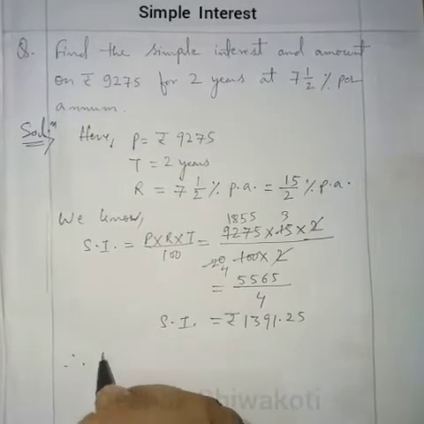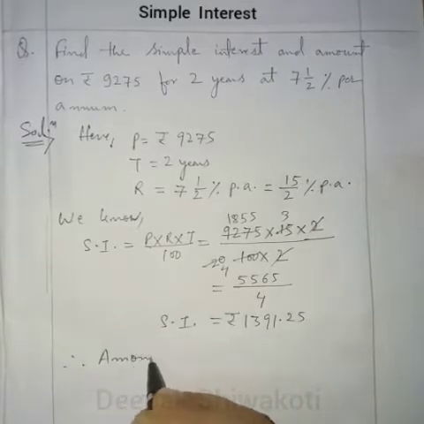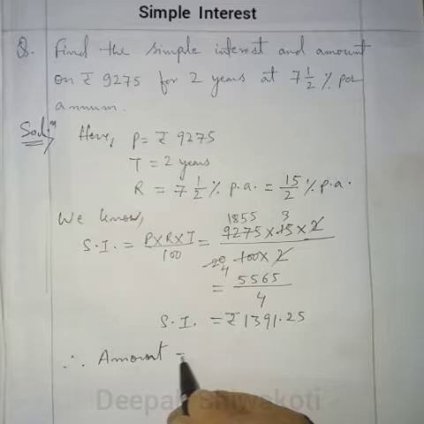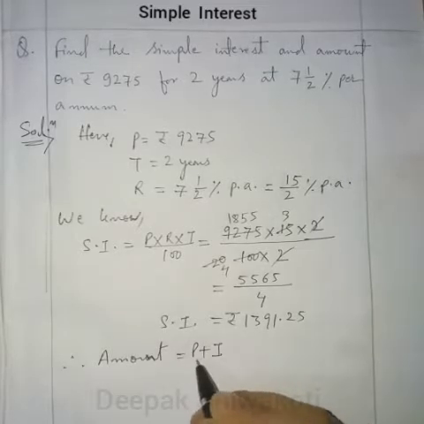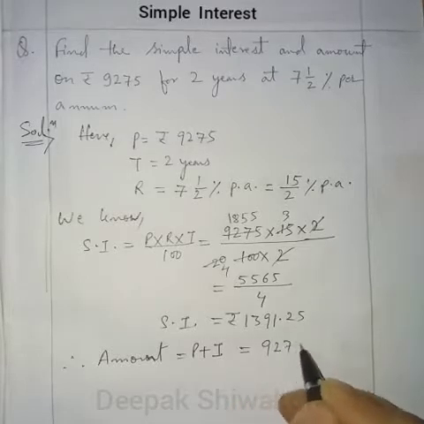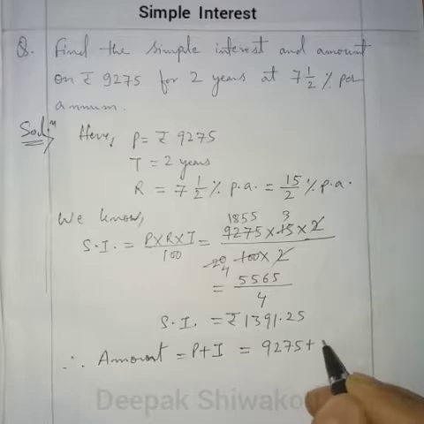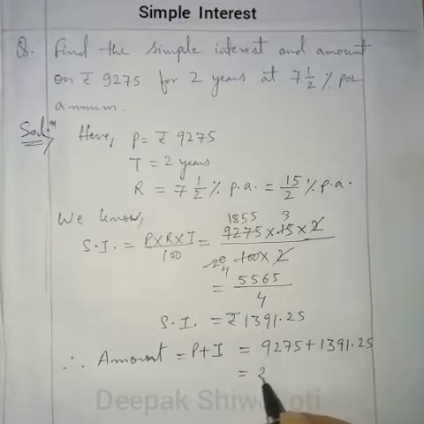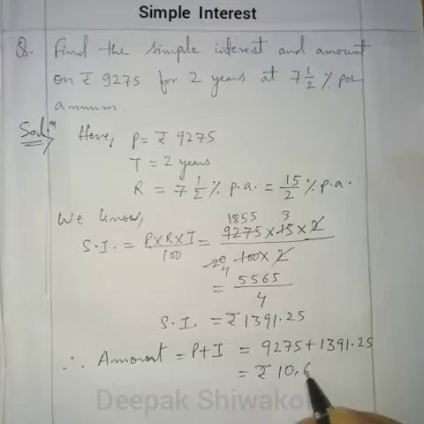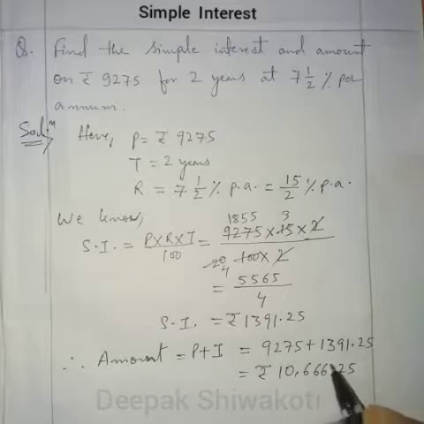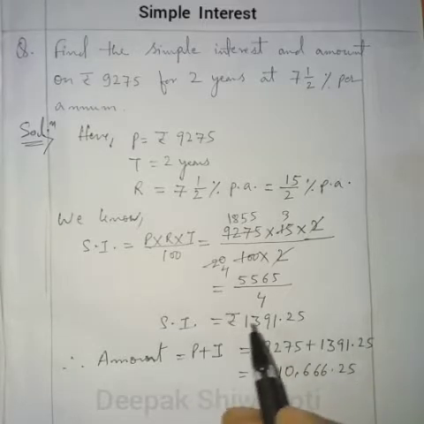Now the amount formula will apply to get the amount. P plus I, principal and interest will be added. Principal is 9,275 and interest we have just found, that is 1391 decimal 25. Add it to get rupees 10,666 decimal 25. So this is the amount and this is the simple interest.